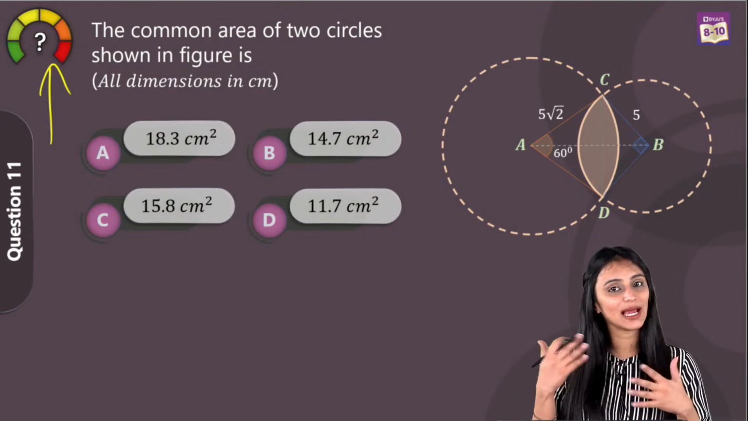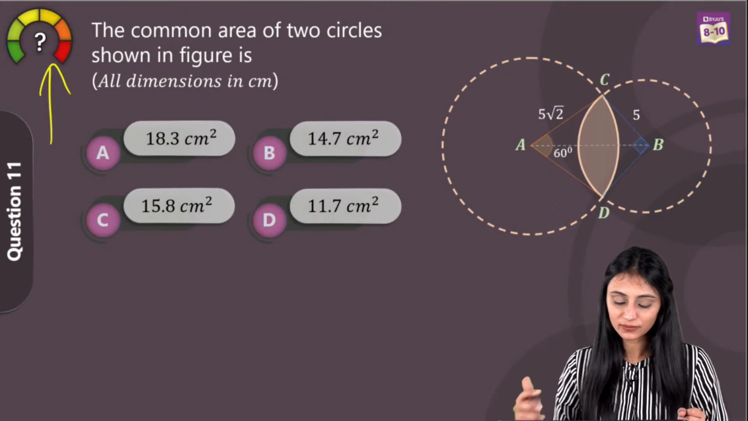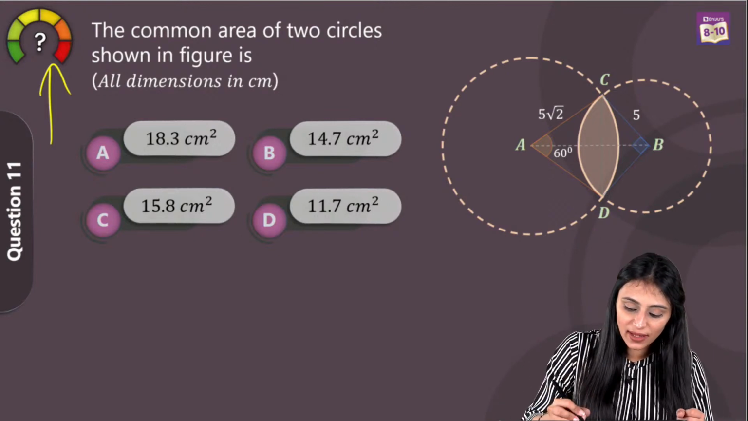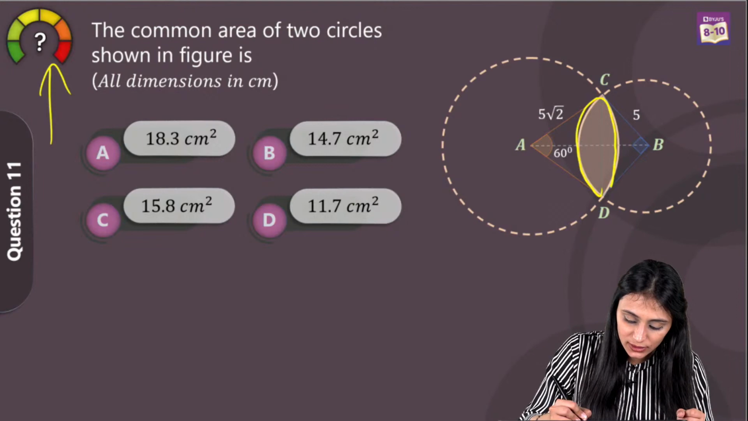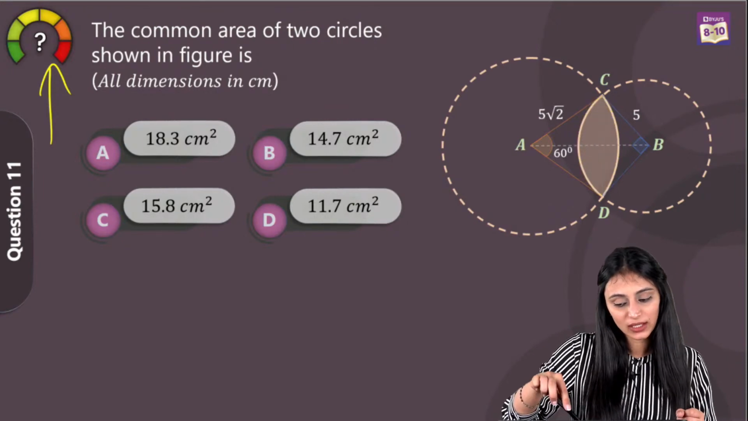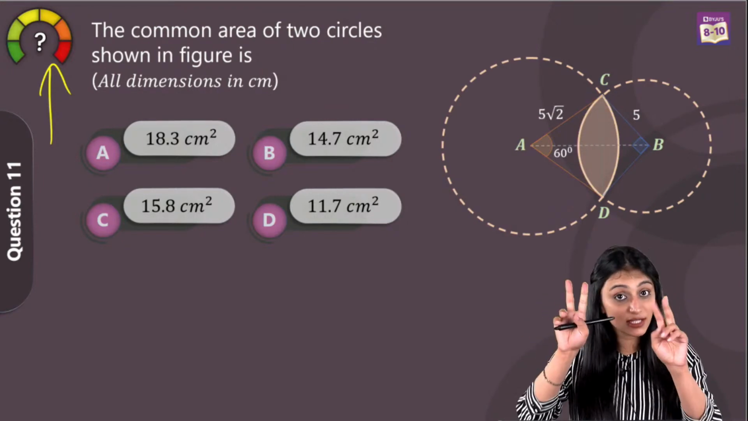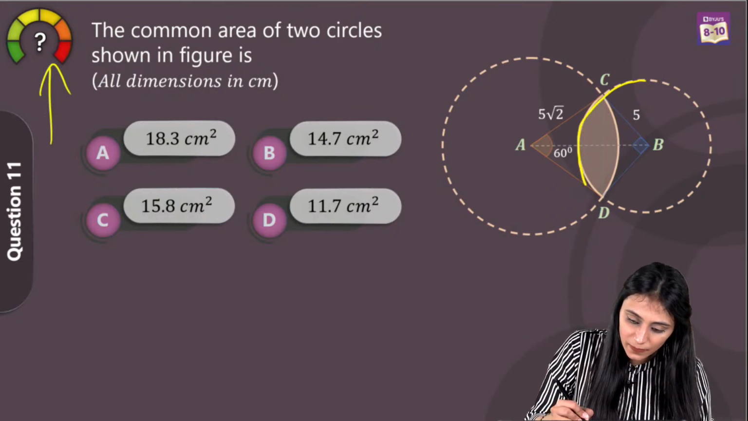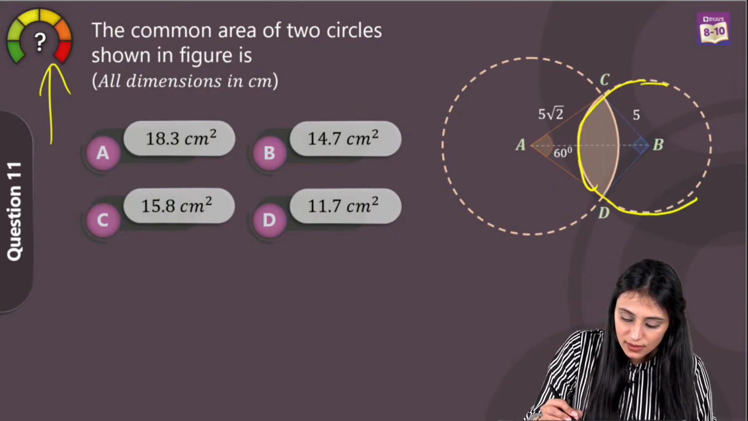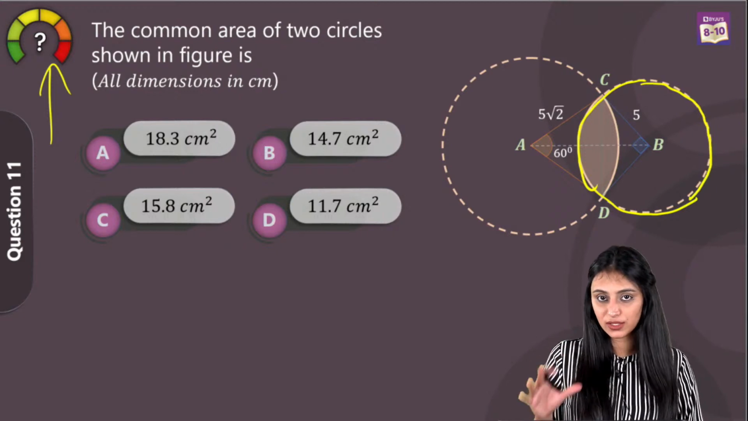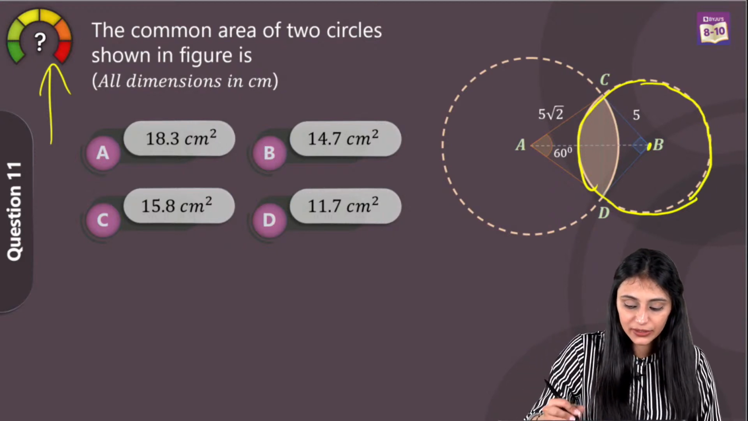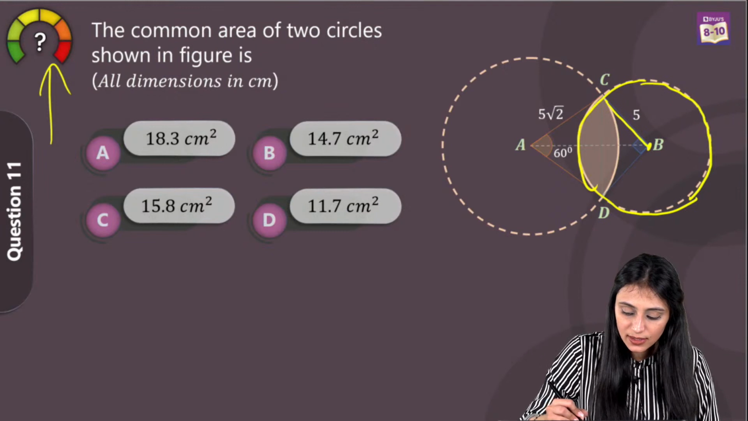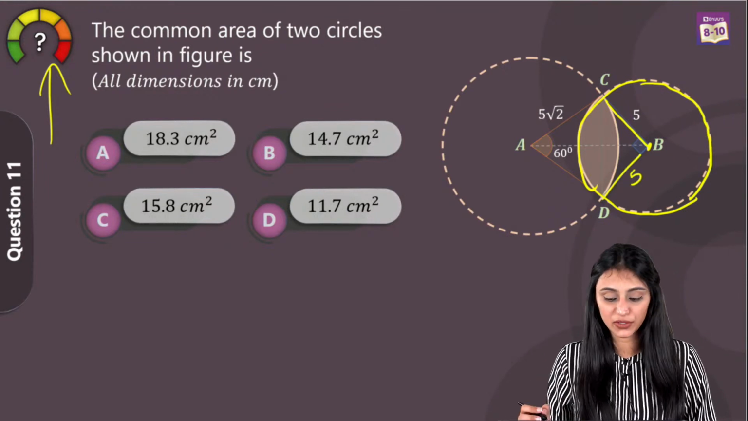It's all about visualizing the figure nicely. You need to find the area of this shaded region. Let's first understand this figure. Here we can see 2 circles with different radii, right? One is this circle. Just pay attention to this, it is important. This is the center, and this is the radius, 5 centimeters over here.